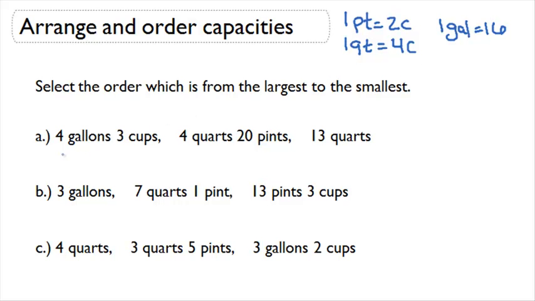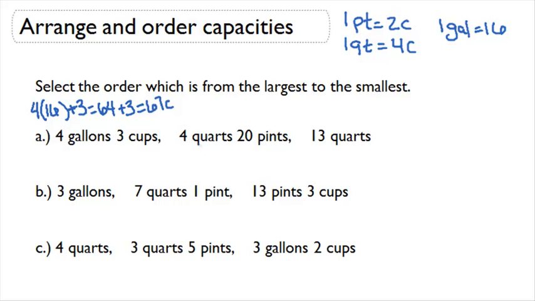We'll start with A. Here we have 4 gallons and 3 cups, 4 quarts and 20 pints, and 13 quarts. So we want to get each of these into all cups. So let's start with our first one. Here we have 4 gallons and 3 cups. Now, since 1 gallon is equal to 16 cups and we have 4, this is the same as 4 times 16 plus the 3 that we already had. Now, 4 times 16 is equal to 64 plus the 3 cups we already had is equal to 67 cups.